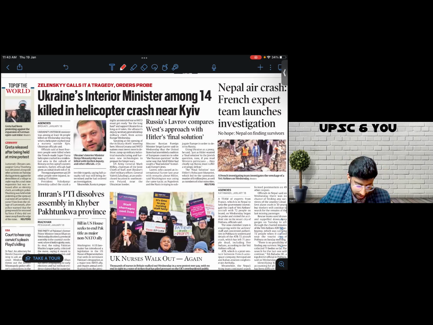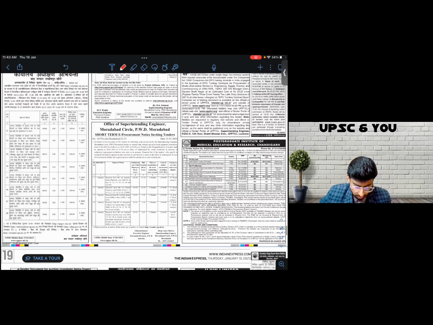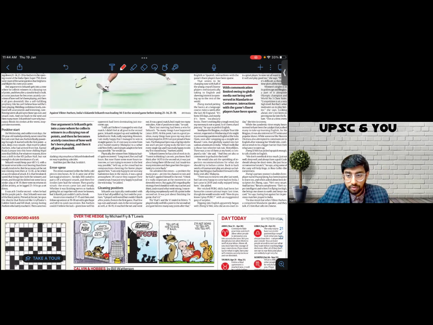Economy section also nothing exam worthy. And I think that is it. So it took me around 15 minutes to go through today's newspaper. Not a lot of information which was exam worthy. You can read as much as you want, but you won't gain much as far as the preparation is concerned.